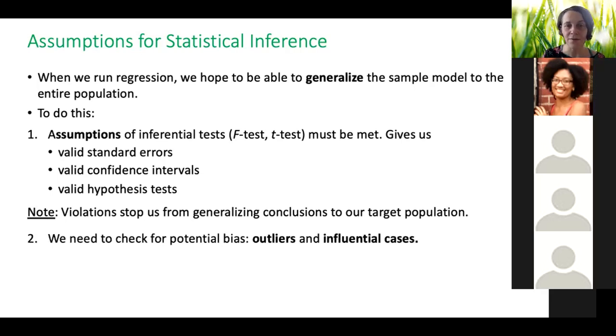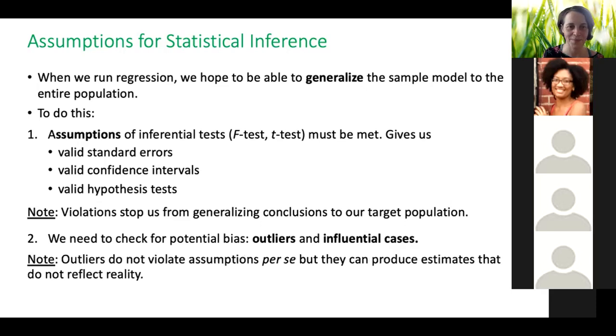And we also need to check for potential bias in our data. And that means we have to check for outliers. In particular, what we are most concerned about in regression is not so much outliers per se, but a nasty kind of outliers, and they are called influential cases. So we will talk about that in much detail. Okay.